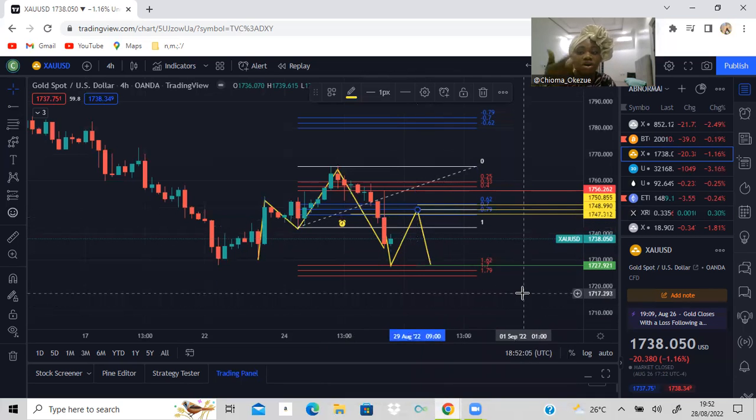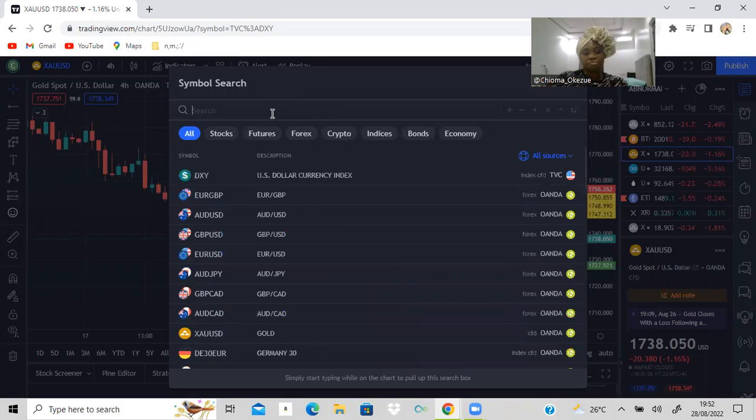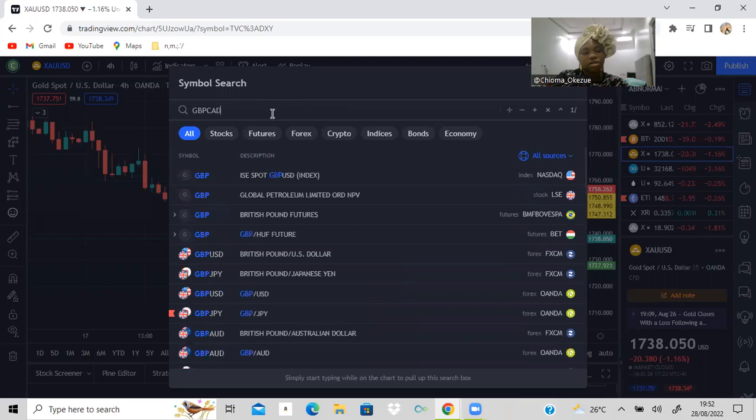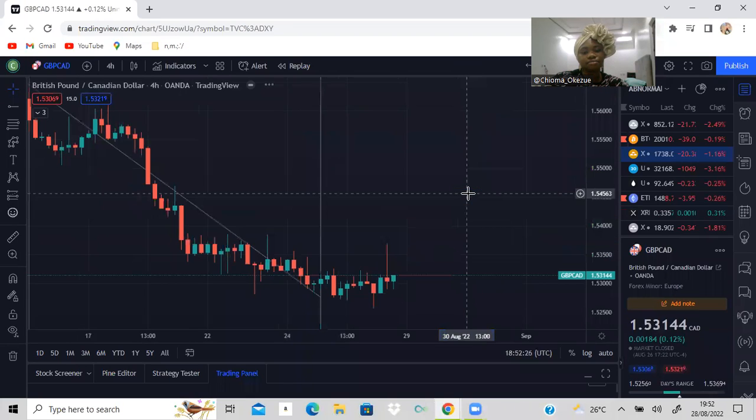All right, so we've done gold. The next one I want us to do is the Euro card. But let's do the GBP card. I like that GBP, it moves very fast. Let's do the GBP card on Oanda.